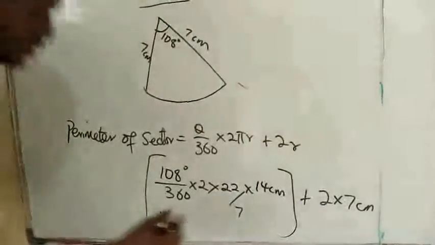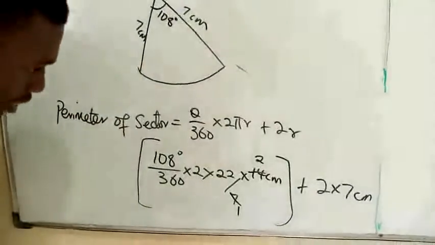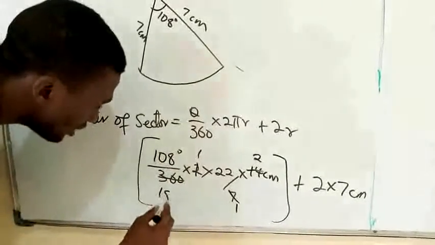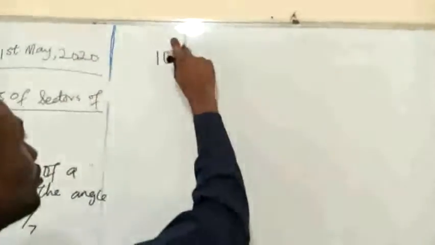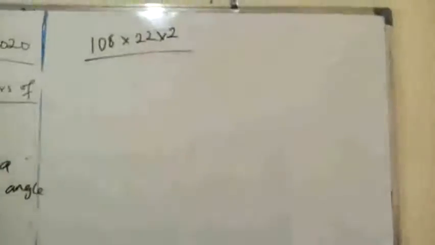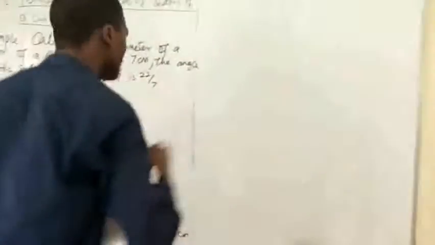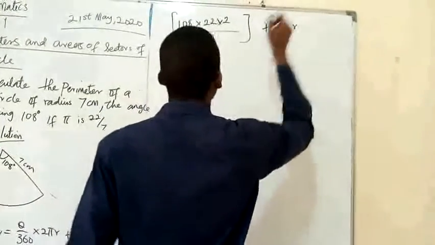At this point, we cancel out. 7 into itself is 1, 7 to 14 is 2. Then we can further cancel. 2 into itself is 1, 2 into 360 is 180. So what we have left is 108 times 22 times 2 all over 180. And now we also have our plus 2 radii.